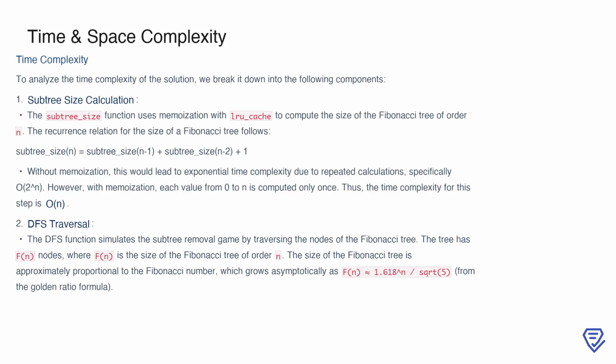Next, we consider the DFS traversal that simulates the subtree removal game. This traversal processes all the nodes in the tree, and the number of nodes is given by the Fibonacci sequence, denoted as Fn. Using the golden ratio formula, the size of the Fibonacci tree grows approximately as 1.618^n / sqrt(5). These two components form the basis for analyzing the time complexity of our solution.